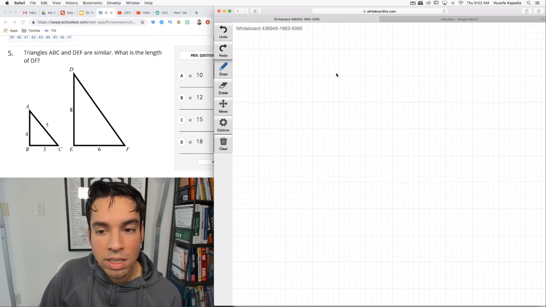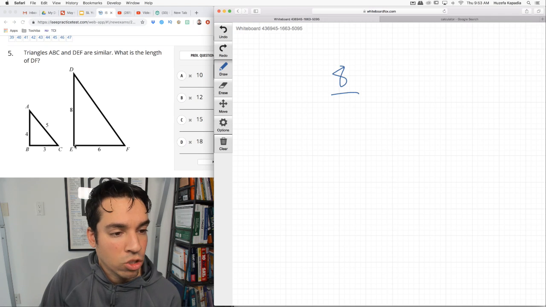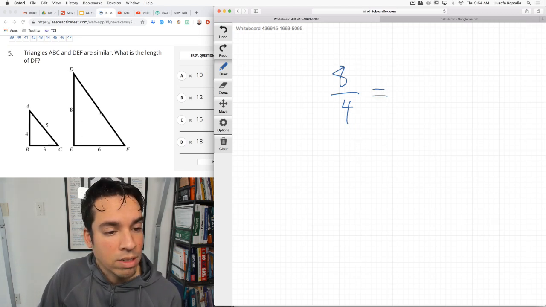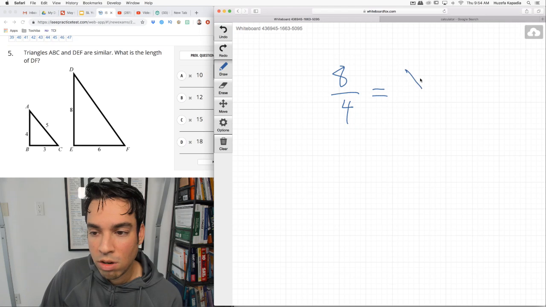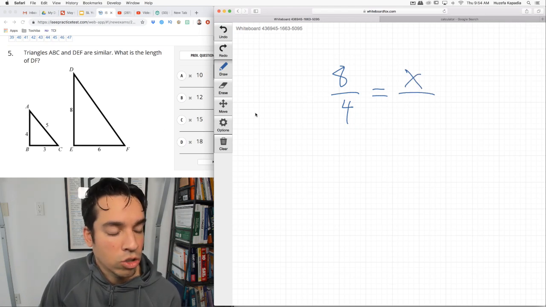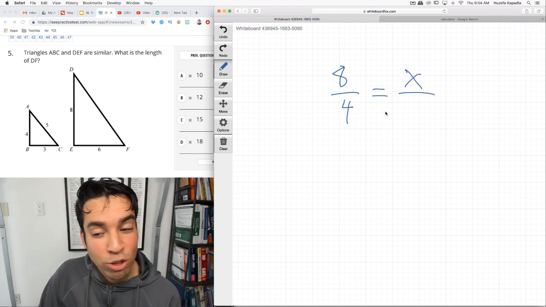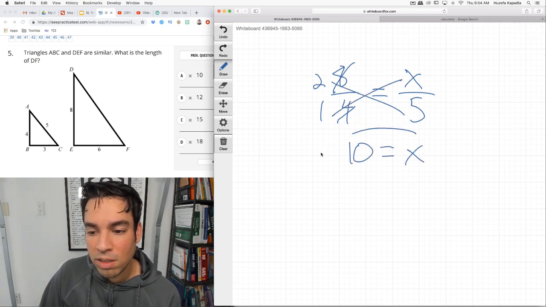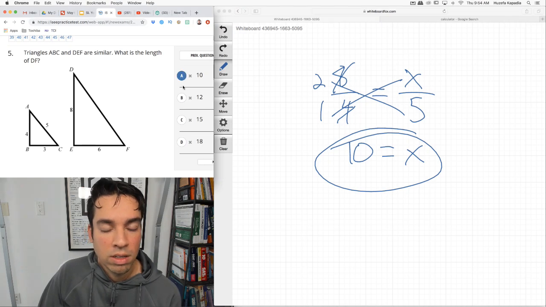I can say DE, which is 8, so I'm doing big triangle, big leg, over little triangle, big leg to 4. 8 to 4 is proportionate. And that should be the same proportion as big triangle hypotenuse, which is our x, our unknown, to the hypotenuse of the little triangle, which is 5. And we got our proportion, and now we can cross multiply. But before we do that, let's simplify. 8 over 4 becomes 2 over 1. Boom, boom. 2 times 5 is 10. 1 times x is x. There's our answer, 10. Next.